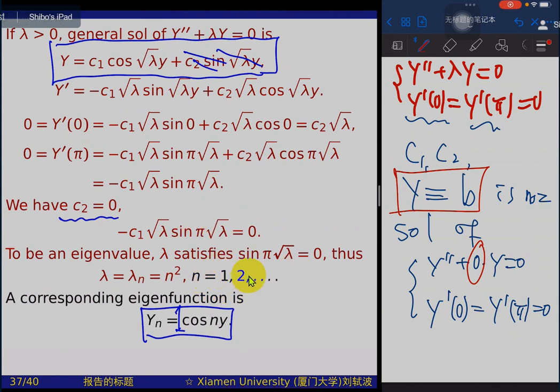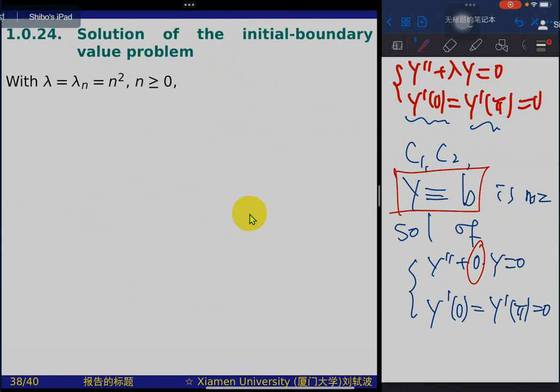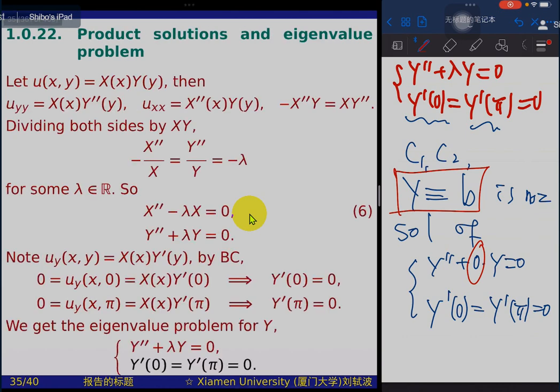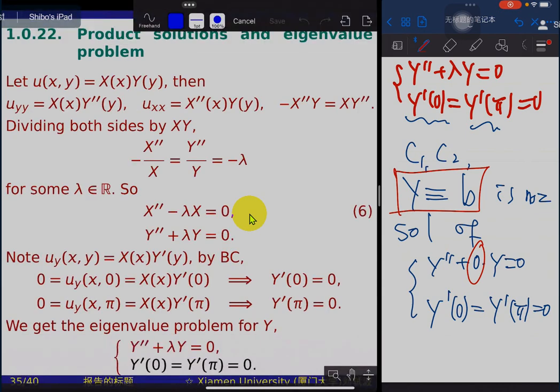Here n is 1, 2, and so on, but we remember n equals 0 is also an eigenvalue whose eigenfunction is the constant function 1. So lambda n equals n square, and y n equals cosine ny, is also valid when n equals 0, so this sequence can include the case of the 0 eigenvalue and its corresponding eigenfunction. Okay, so the eigenvalues are n square, now with n from 0, that is n is 0, 1, 2, and so on. So for those lambda equals lambda n, we need to solve the ODE for x.